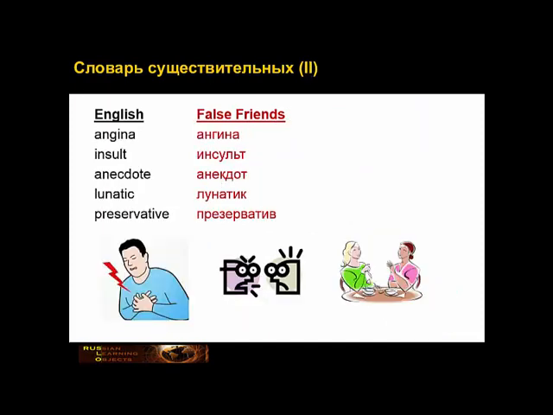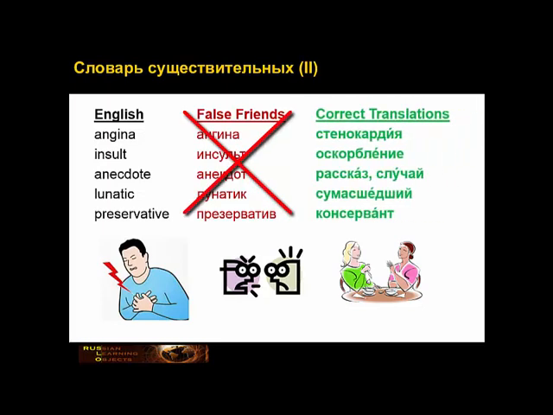Here are some more nouns. Again, let's cross out the false friends and go over the correct translations. You may be surprised to see angina on this list. It's a heart condition that causes chest pain. We'll return to the reason angina made it onto the list soon, but the correct Russian translation for the heart condition is stenocardia. The word for insult is оскорбление, coming from the verb pair оскорблять, оскорбить.